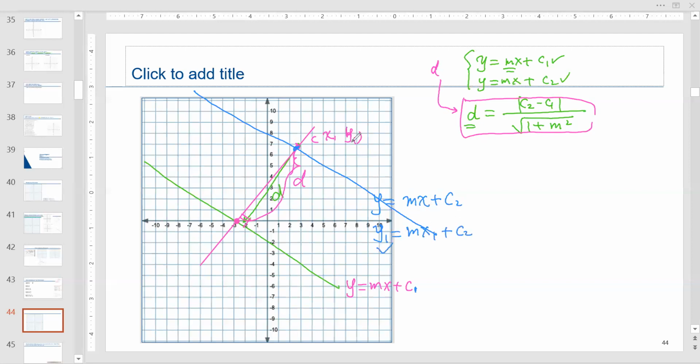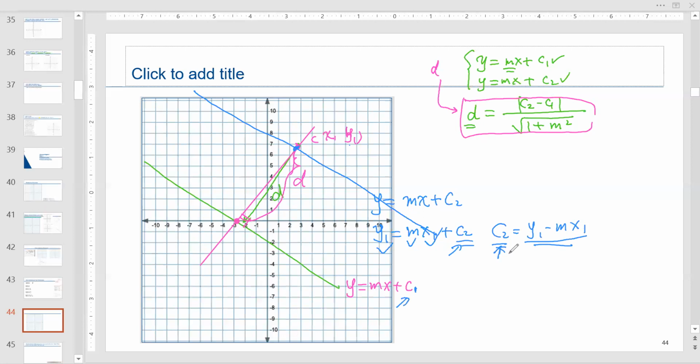So y1 is given from here, right? x1 is given, m was given, so we can find the c2. So c2 equals what? C2 equals y1 minus mx1. Got it? So we know the c2. C1 is known. We now find the C2.